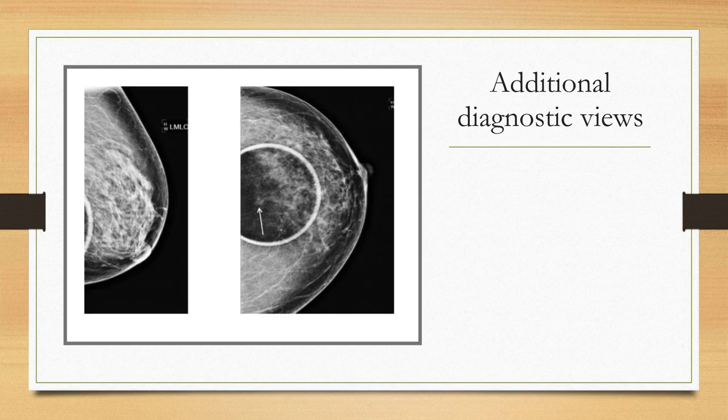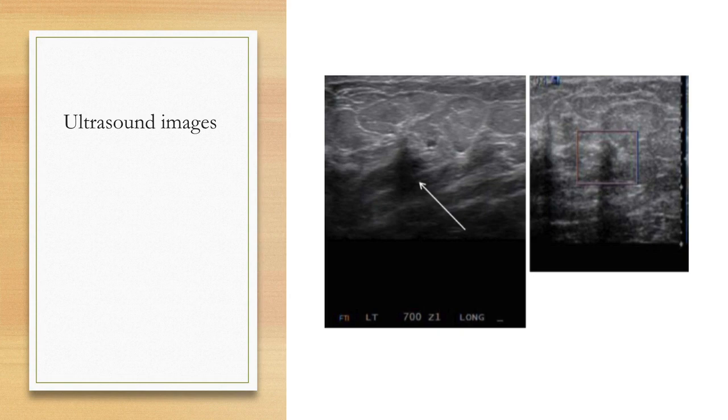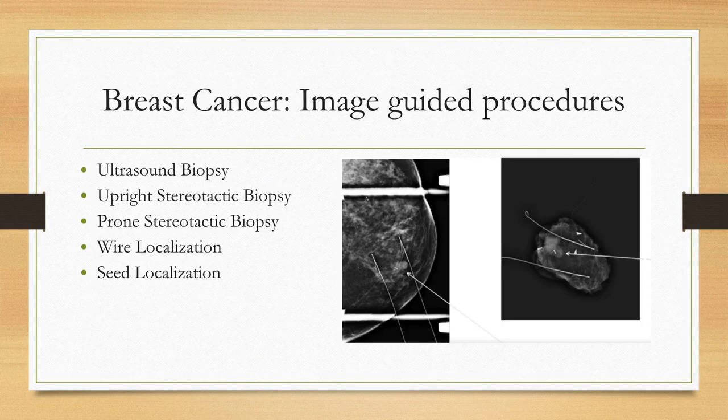So this patient went on to have ultrasound. These are the ultrasound images, and you can see this area of shadowing here. This is about a 5 millimeter mass, and that corresponded with the area we saw on mammogram. The patient had ultrasound guided biopsy. We always put a clip in when we do the biopsy, and this was a 5 millimeter stage 1 breast cancer, so very good prognosis.